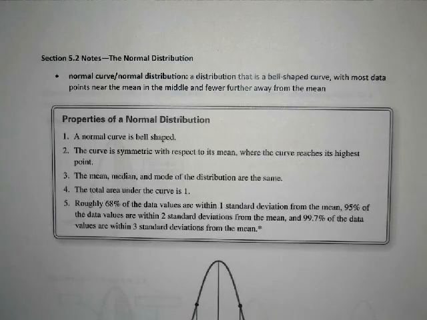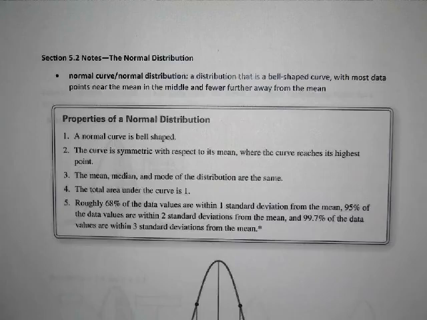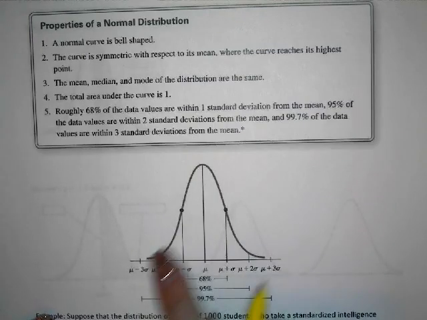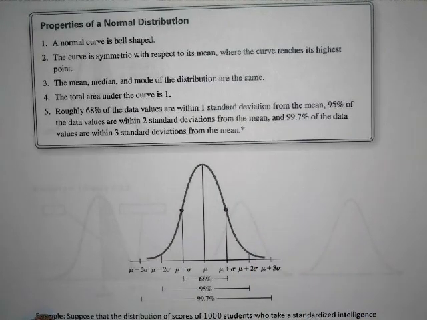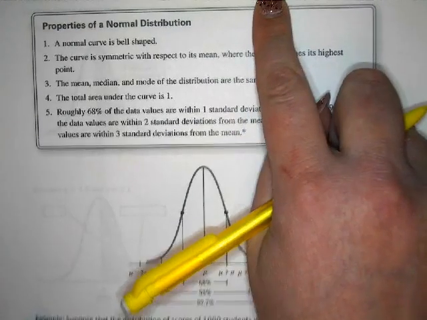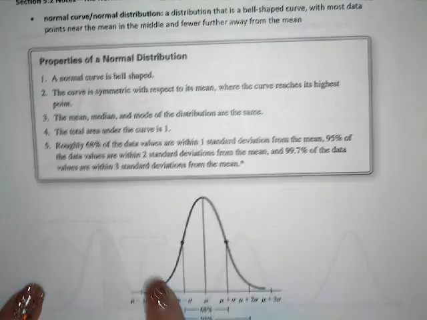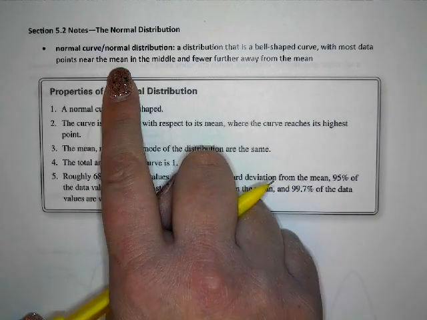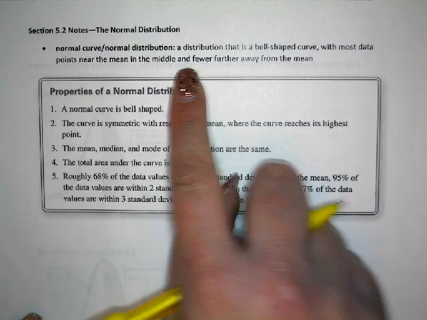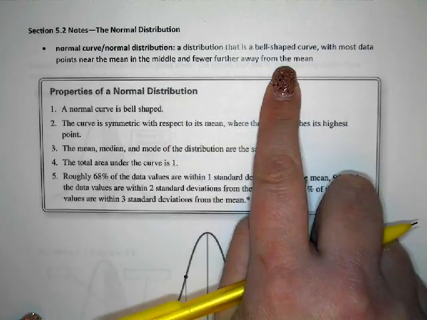This video is on section 5.2 notes, the normal distribution. So the normal curve or normal distribution looks like this, and it's a distribution. When I talk about distribution, I'm saying if we were to take data and put it together, it's a distribution of data that is a bell-shaped curve. This is what they mean when they say bell-shaped, with most of the data points near the mean in the middle and fewer data points away from the mean.